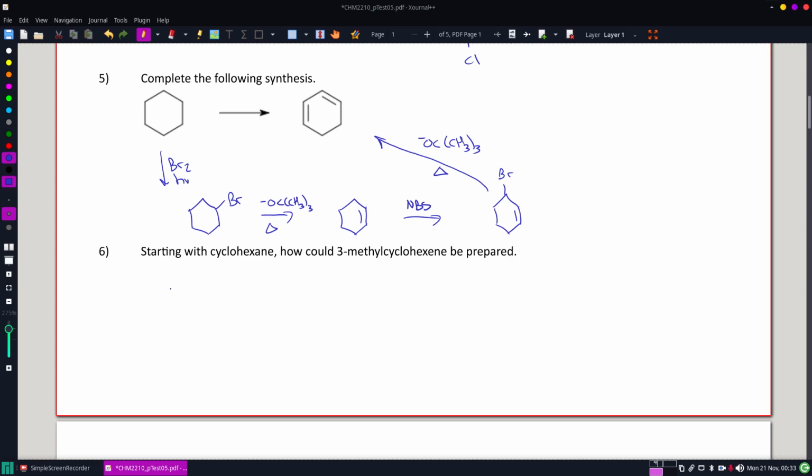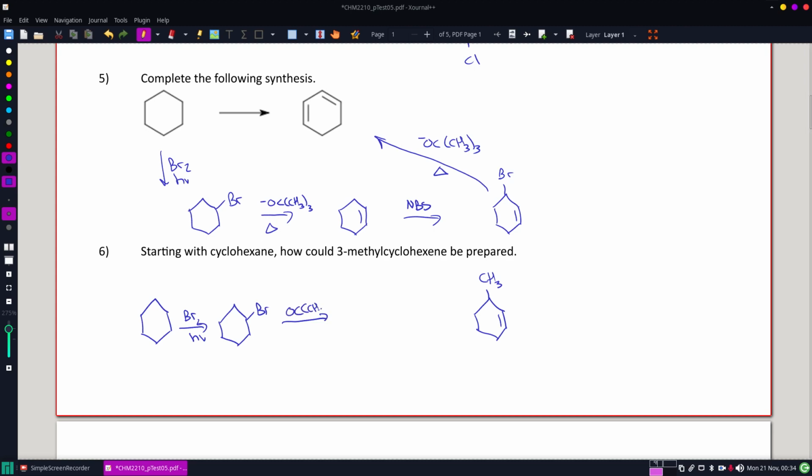Alright, number 6, starting with cyclohexane. How are you going to create 3-methylhexene? Alright. Turns out this is going to be very similar to what we have up above with Br2 and light must be used to get a substituted alkane. And then we'll do that same thing as we did there to make an alkene. Alright, I'm going to need to erase this, it's in my way.